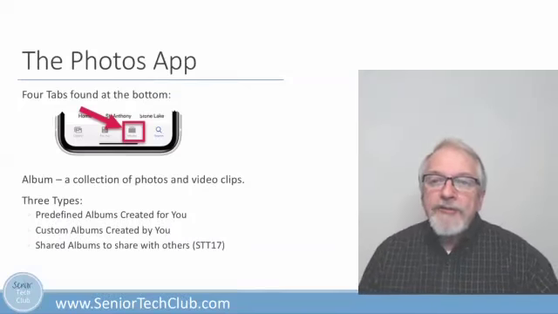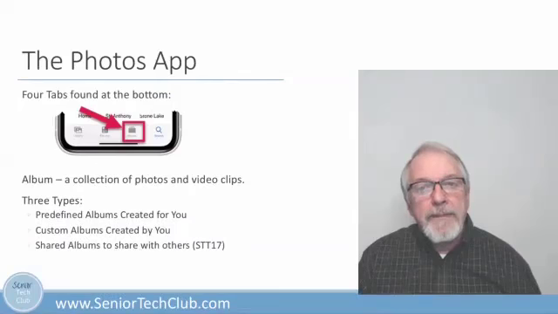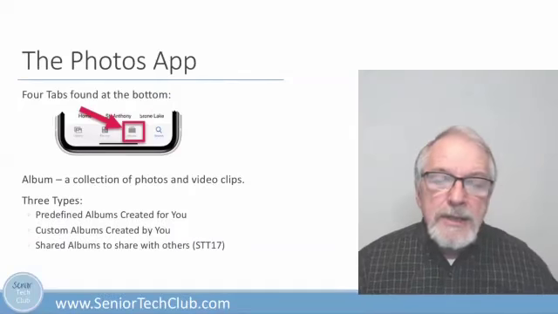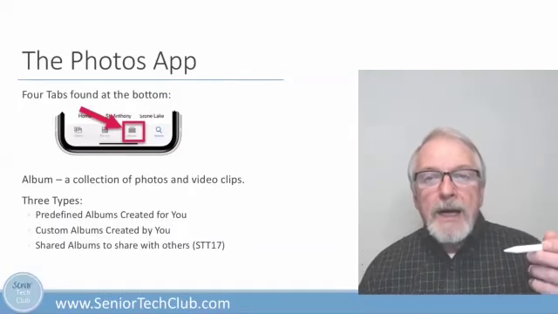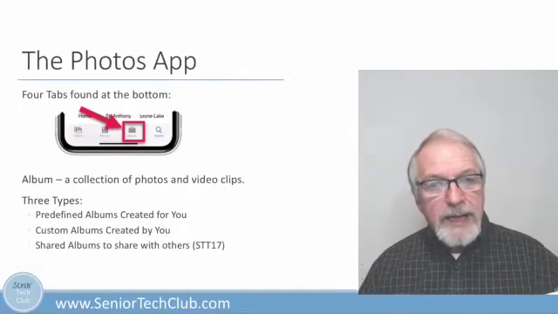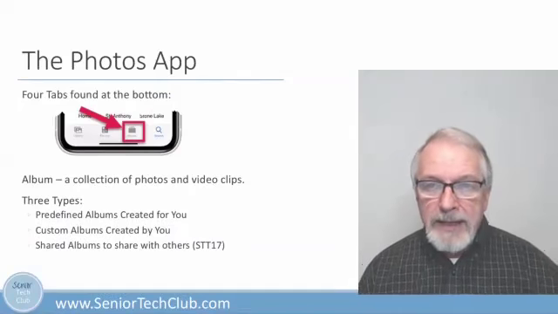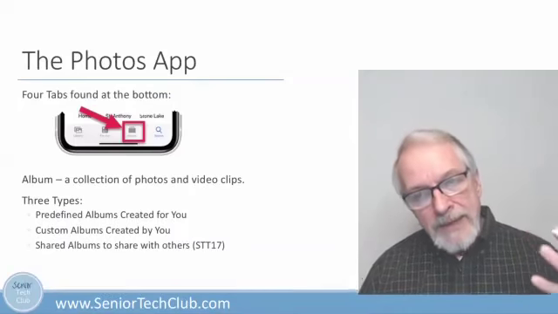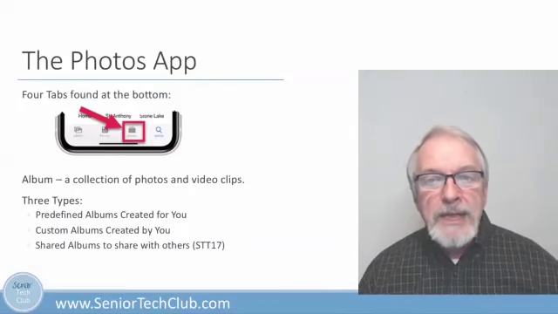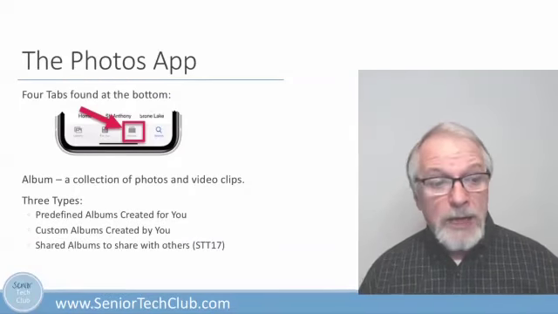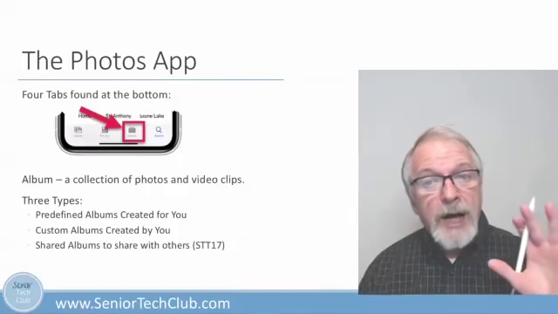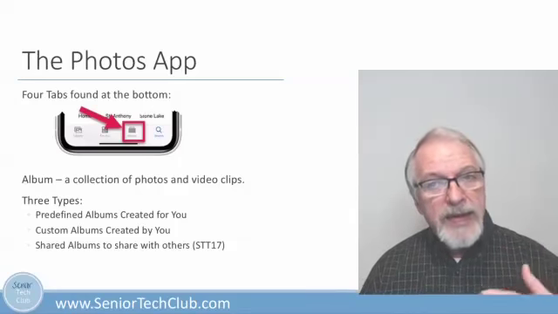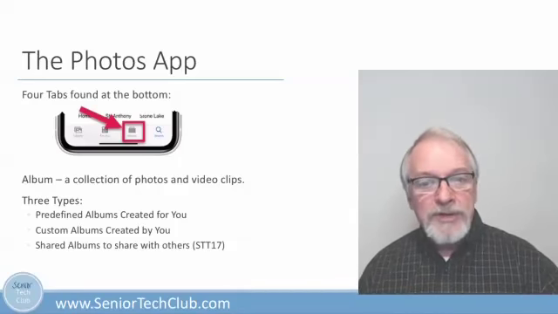And if you look on the bottom of your Photos app, there is actually a tab with an icon labeled albums at the bottom, right? And that is going to take you into the set of albums that exist on your iPhone. There are actually 3 types of albums that will show up under the Photos app.